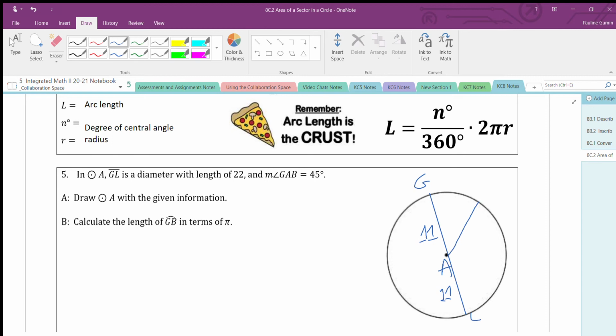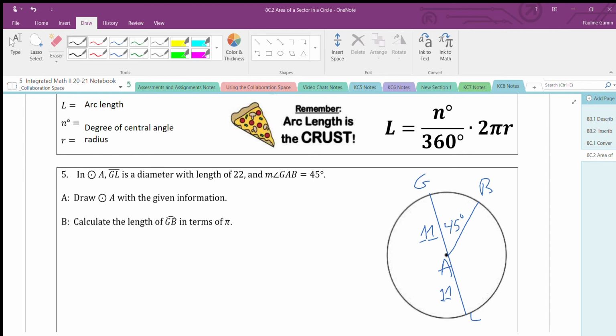Now, this doesn't have to be that accurate because in geometry, it's all about the way you label things. So, in this case, my art skills can be as bad as they are. Okay, letter A is draw in the circle, which we did. Calculate the length GB in terms of pi.